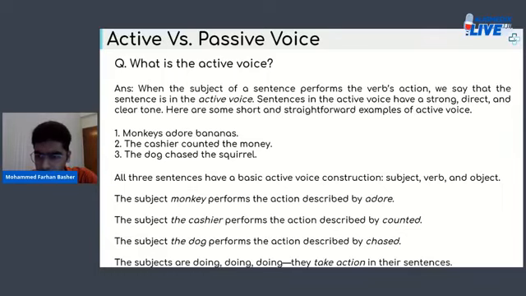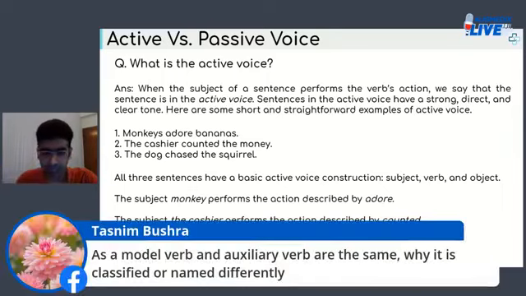I think we have a query here from Dustin Bushra. As a modal verb and auxiliary verb are the same, why are they classified and named differently? Oh, yeah, so that's because they function a little differently, right? Because are, have, has don't really convey the same meaning as can, will, shall, do, right?